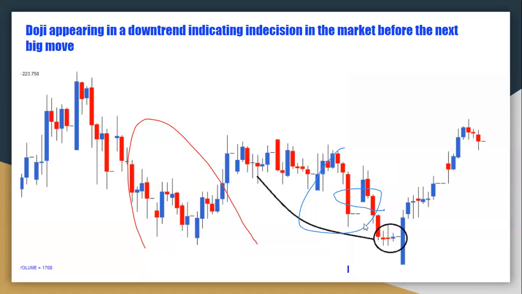So now let us continue the example of spinning top and doji. Both are kind of the same pattern. You can call it doji or spinning top, it is kind of the same. When this doji pattern occurs in a downtrend, it shows some consolidation. There is indecision in the market, but the market was actually getting ready for the next big move in this example. Now let us look at one more example.